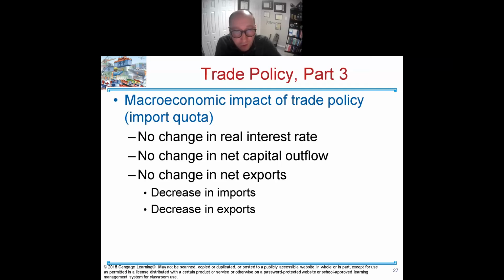Import quotas also do not have an impact on the exchange rates. They do not have an impact on net capital outflows. They do not have an impact on net exports. But there are decreases in imports and decreases in exports. So import quotas are typically bad policy, but they do not have impacts on exchange rates, capital outflow, or net exports.